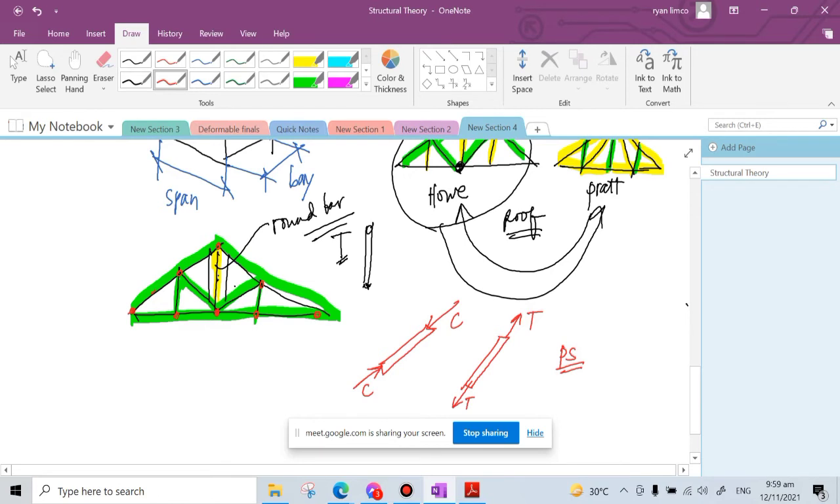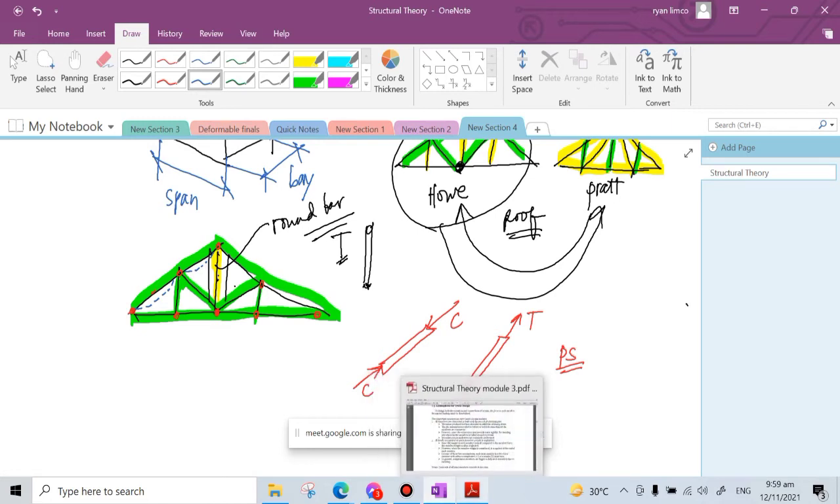Ano naman yung secondary stress? Secondary stress, ito naman yung mga nagko-cause ng bending, no? Pag nagkakaroon ng bending. Pero, in our assumptions, no, dito ay hindi natin kinukonsider yung mga secondary stresses.